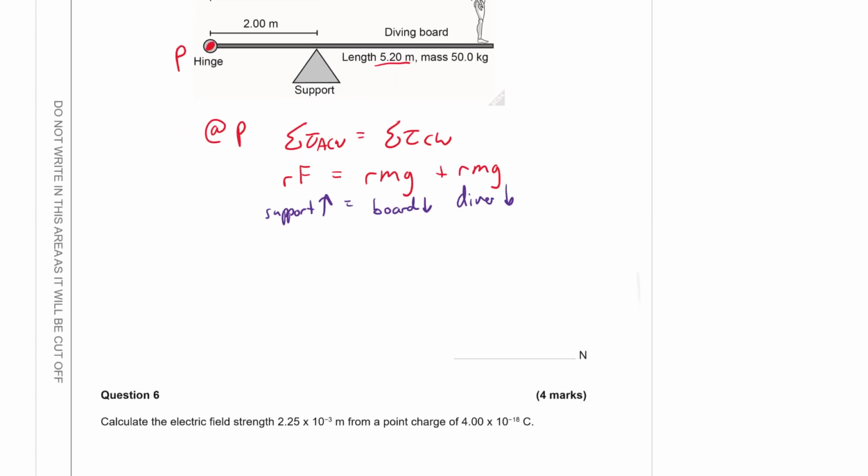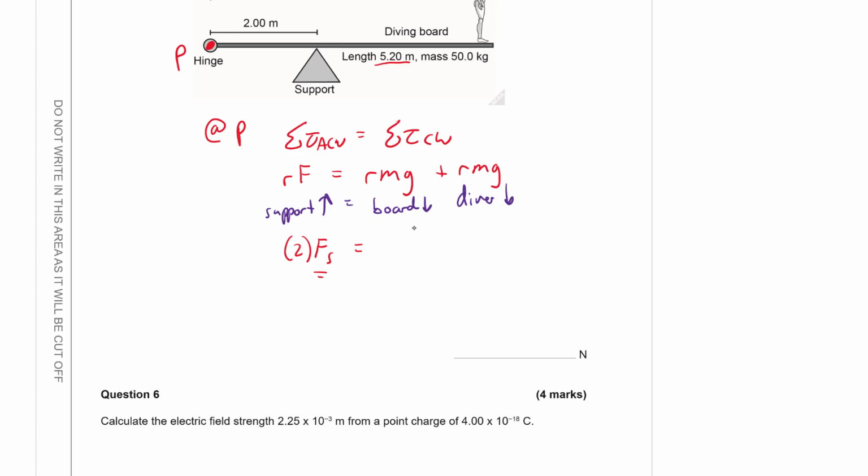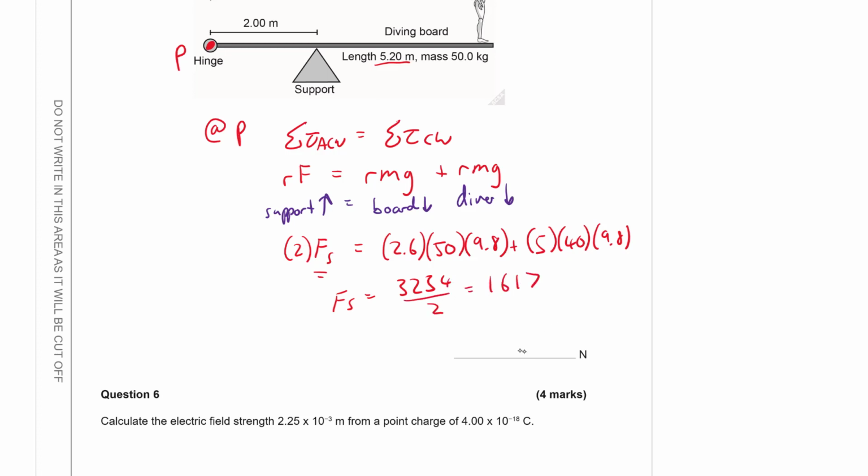So now we're just going to plug in those values, right? So the support is acting at a distance of 2 meters at Fs, and we are trying to find Fs. That's going to be equal to, so the board, the R value is going to be 2.6 because it's half of that 5.2. And the mass of the board and gravity. And the diver is 5 meters along, 40 kilos, and gravity. And what you'll end up with is that Fs is equal to 3234 over 2. Now I've got 1617, so you should end up with 1620 newtons.